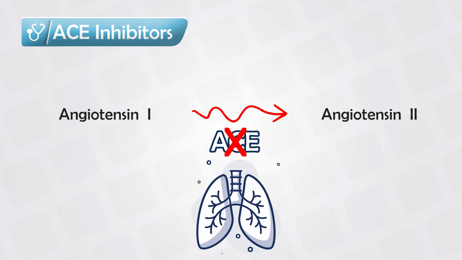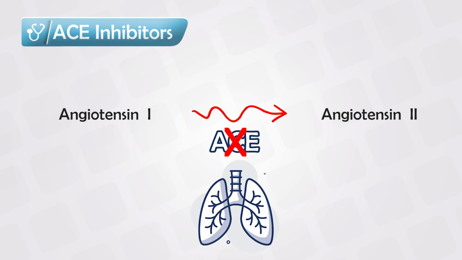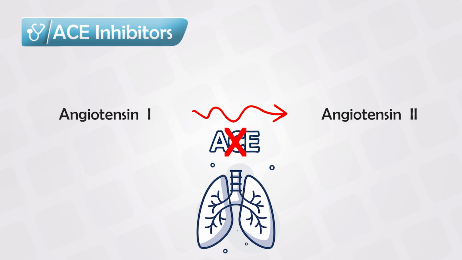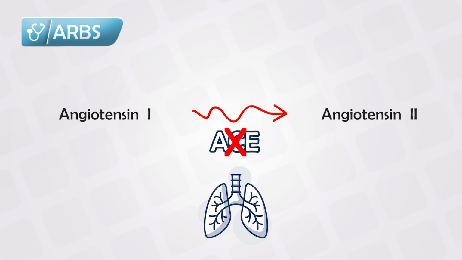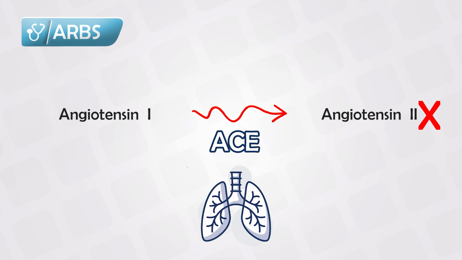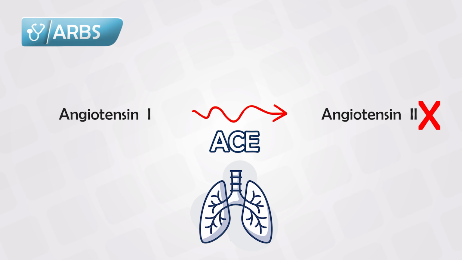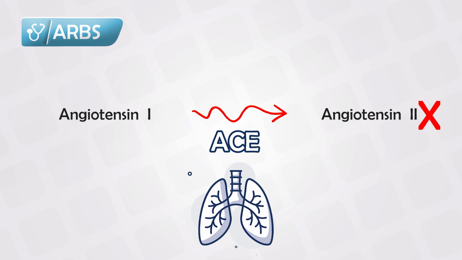However, we can achieve the same effect of this class without inhibiting the ACE enzyme. Remember, the ACE enzyme converts angiotensin 1 into angiotensin 2. And ACE inhibitors work by decreasing angiotensin 2. But we have another class known as ARBs, which simply blocks the angiotensin 2 receptors without affecting the levels of angiotensin 2. So they decrease the effects of angiotensin 2 without affecting the ACE enzyme. This class, however, does not have any favorable effects on the kidneys.